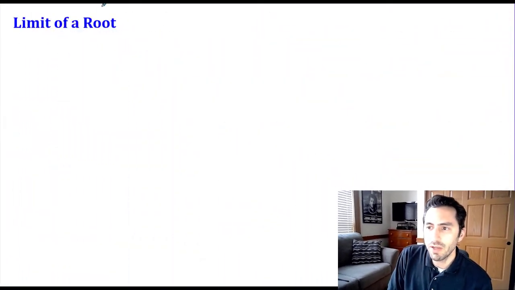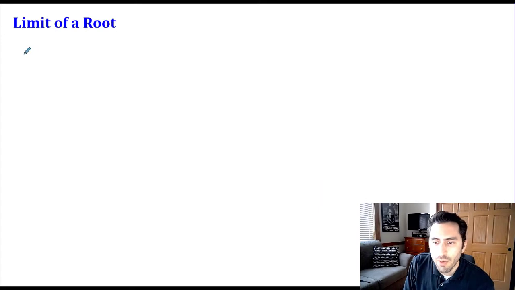Everyone, in this video we're going to take a look at some more properties of limits. Here we're going to take a look at the limit of a root and the limit of a fractional power. So the first thing we need to do is remember the relationship between radicals and exponents. As a reminder, if I have something like the square root of x, this is the same as x to the 1/2 power.